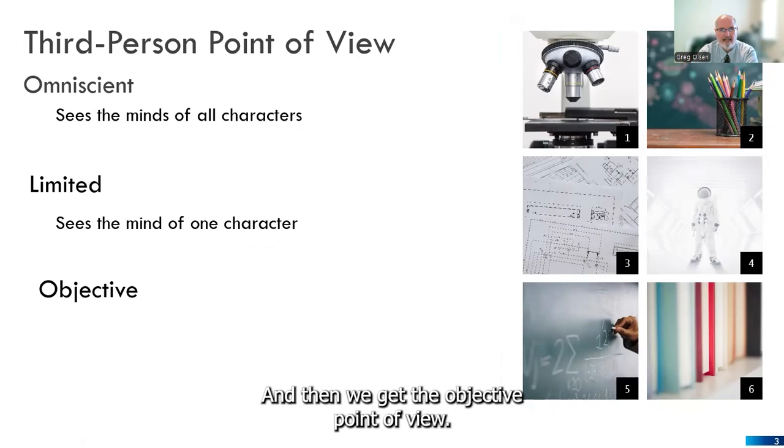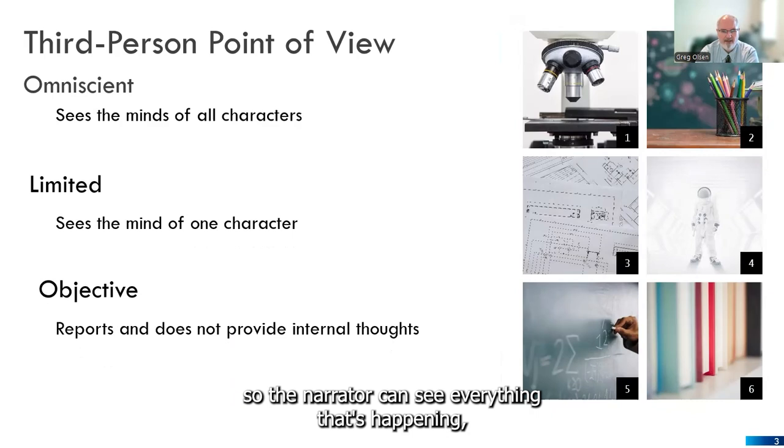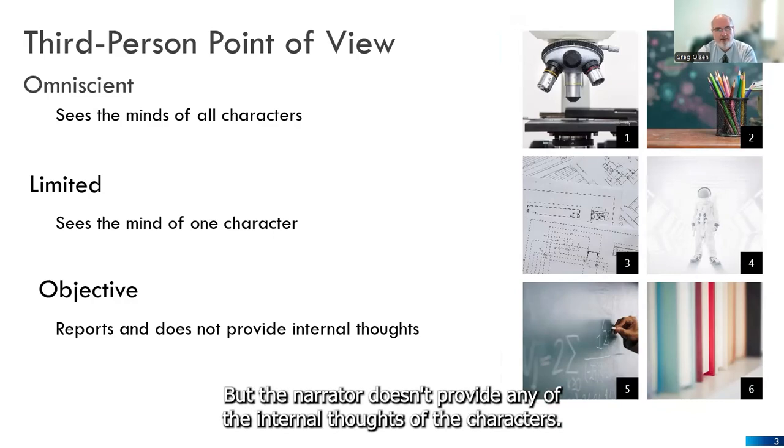And then we get the objective point of view. This is where the narrator reports. So the narrator can see everything that's happening, even if what's happening at the same time is far away. But the narrator doesn't provide any of the internal thoughts of the characters.